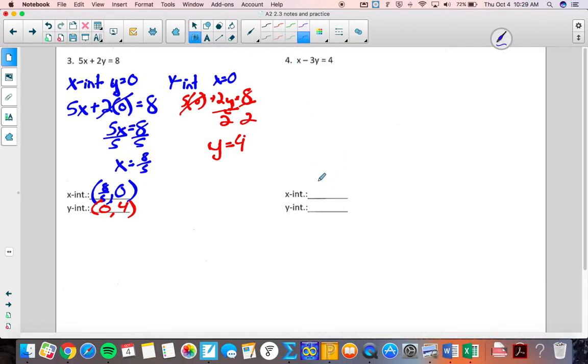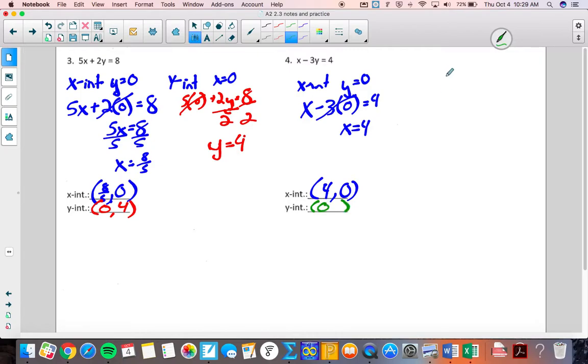Let's go after the x-intercept again. So plug in 0 for y. X-intercept, y equals 0. Now I'm going to do that math. So x minus 3 times 0 equals 4. Again, negative 3 times 0 is nothing. So there's nothing over there, so the x-intercept is 4. Whereas over here, for the y-intercept, the other variable, x, equals 0.